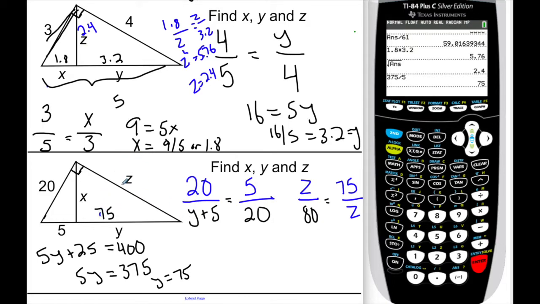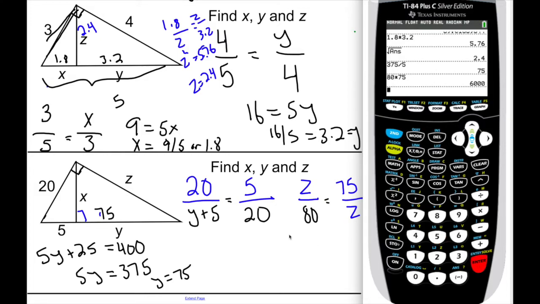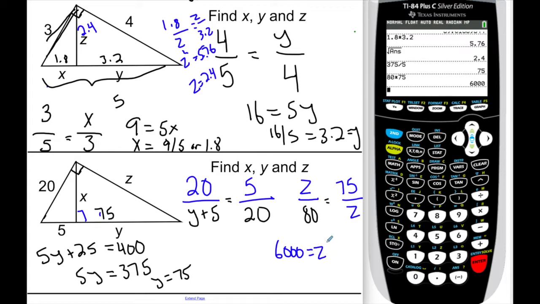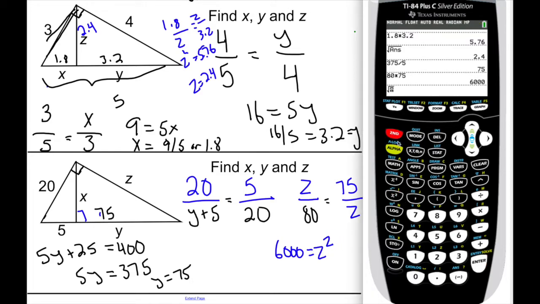And what's cool is I don't need to know x, because I can't do the Pythagorean theorem. I can do the Pythagorean theorem, but I can't really, because I have two pieces of information that aren't known. Right? So now I'm going to do 80 times 75. And that is 6,000. That's equal to z squared. And now I'll take the square root.